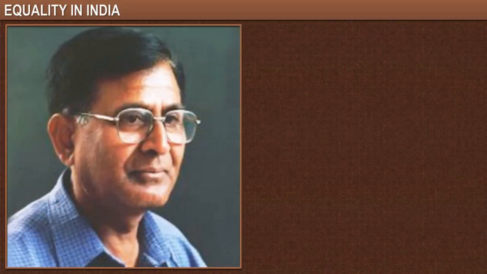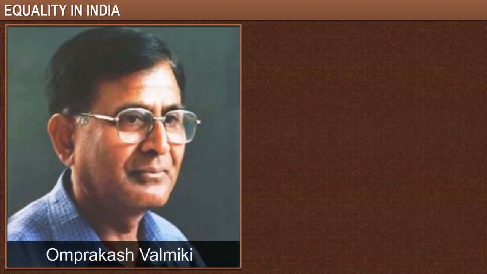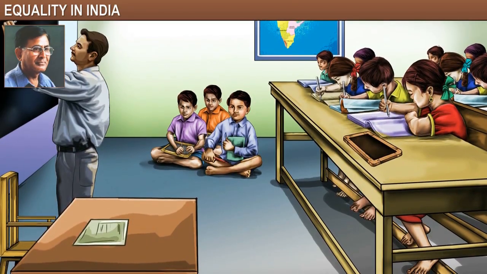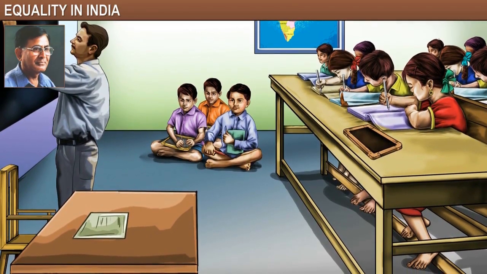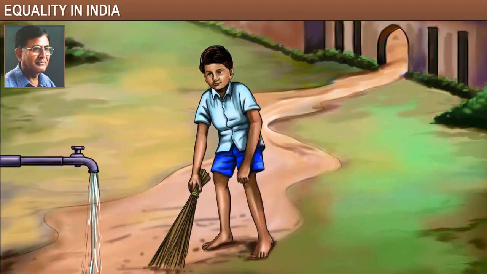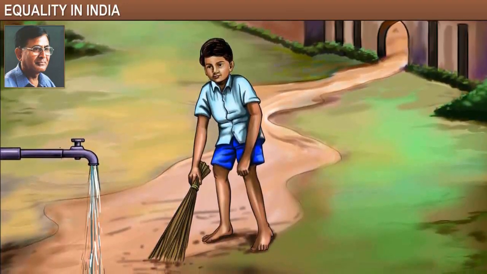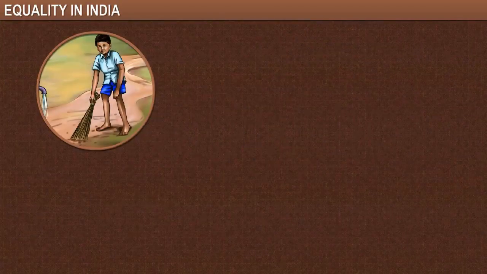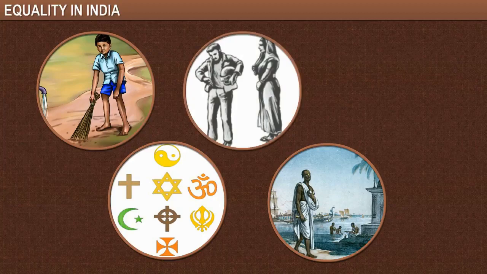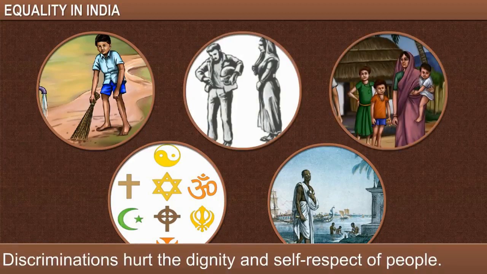A famous Dalit writer, Om Prakash Valmiki, wrote about caste-based discrimination faced by him in his autobiography, Joothan. Valmiki was made to sit on the floor of the classroom and was beaten up many times without any reason. He was also made to sweep the school playground because of his caste. This discrimination on the basis of religion, gender, and caste hurts the dignity and self-respect of an individual.